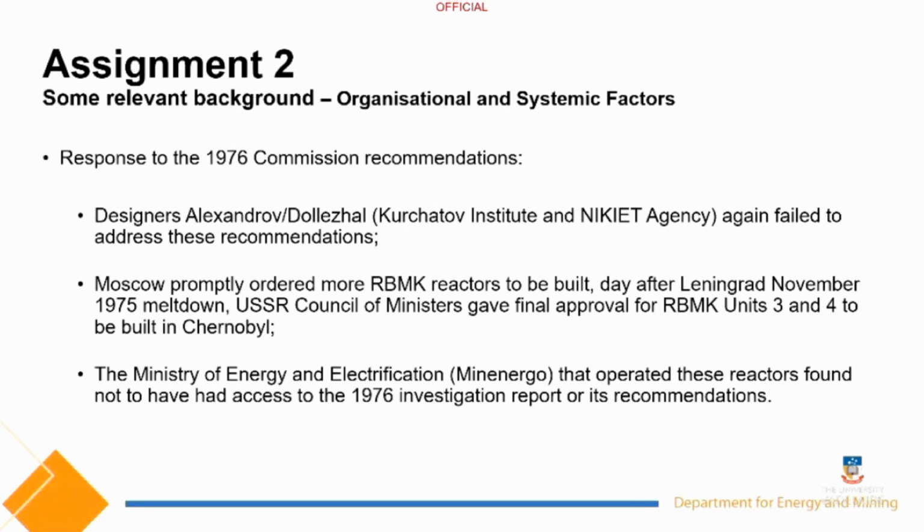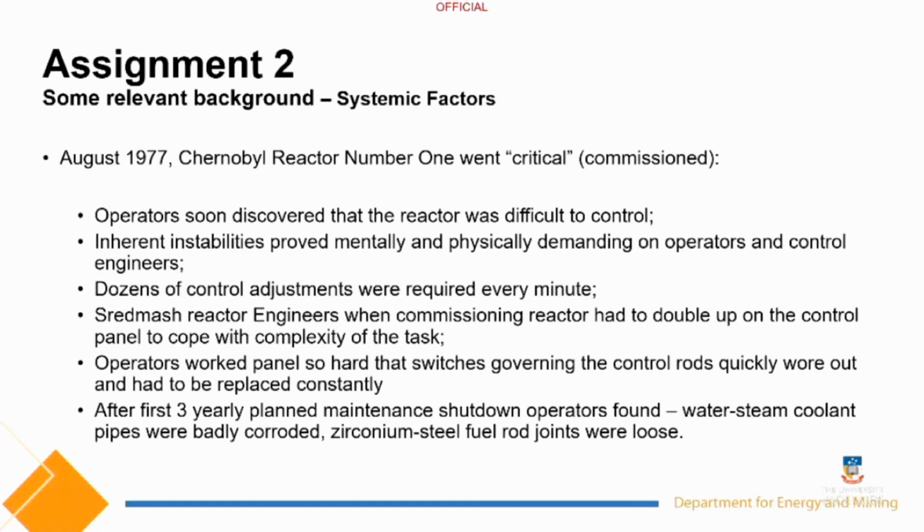The Ministry of Energy that operated these reactors did not have access even to the investigation report or its recommendations. In August 1977, Chernobyl reactor number 1 went critical. It was commissioned.